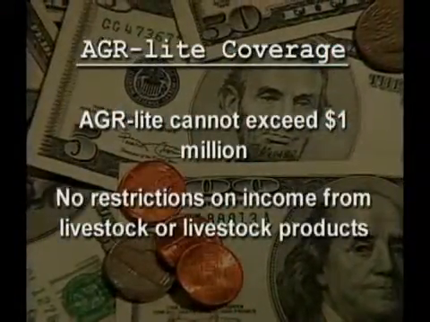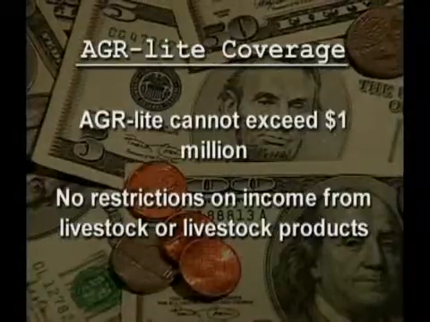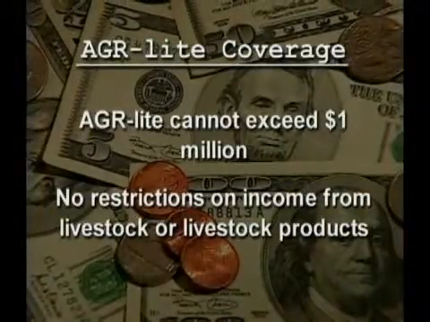Another eligibility requirement removed is the limitation on the amount of income for livestock and livestock products, where you had a 35% restriction on AGR. AGR Light does not have that restriction. If we look at the table, the coverage levels and the payment rates are the same, as well as the minimum number of commodities to obtain that particular coverage level.